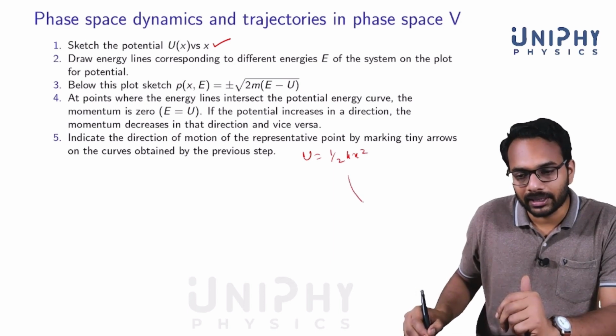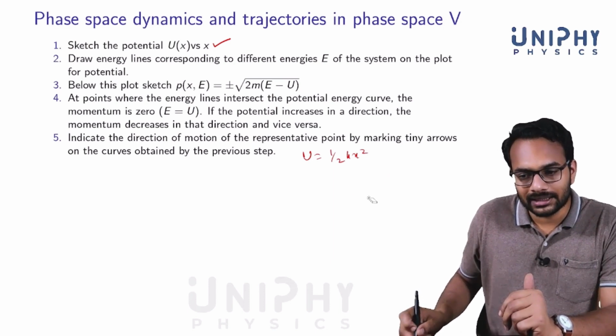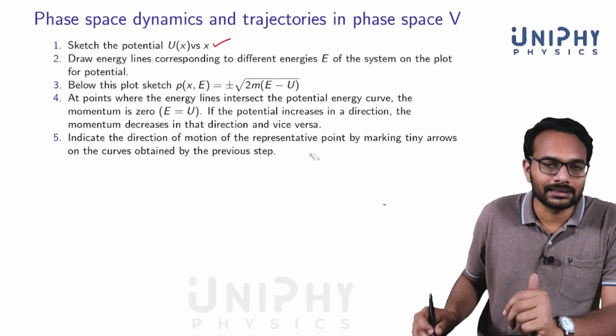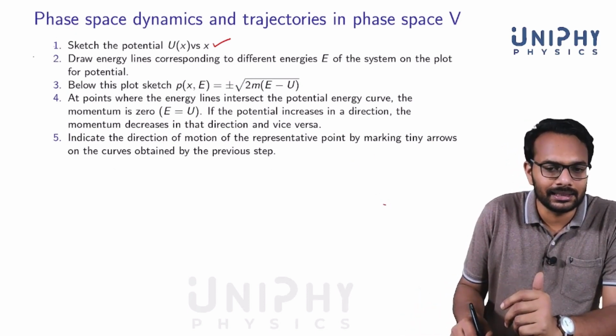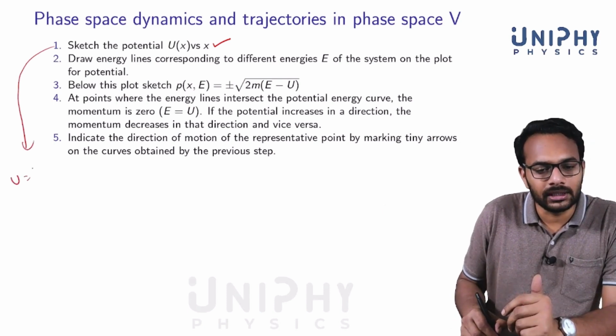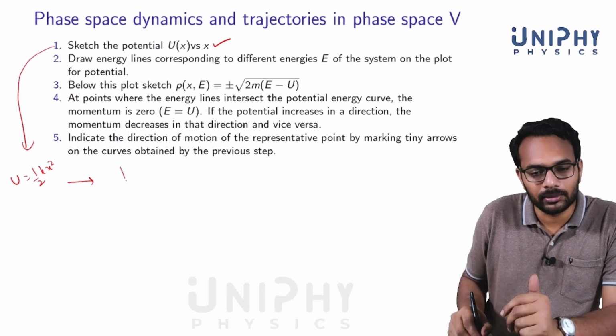We know that this is a parabola. If we don't know, there are other steps that we can take to plot this. We'll discuss this in detail. So let's just take this example of U equal to half kx squared. The first step is to plot this potential.